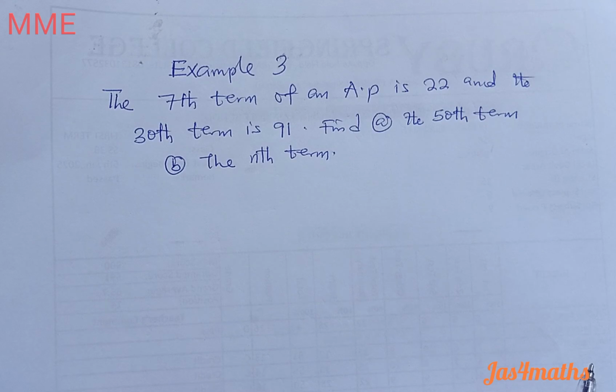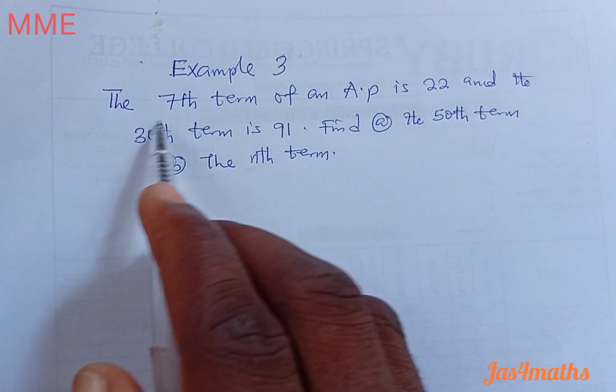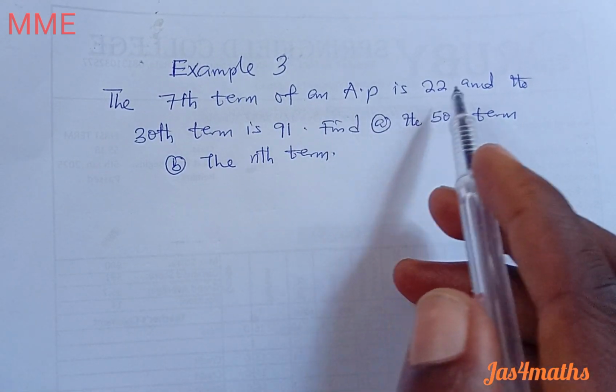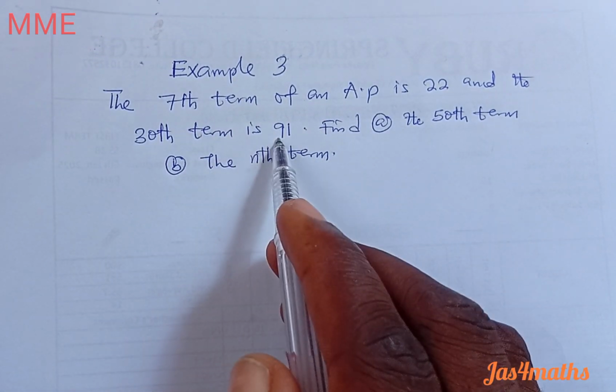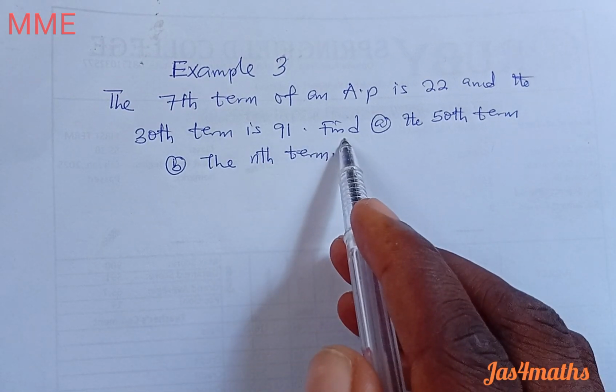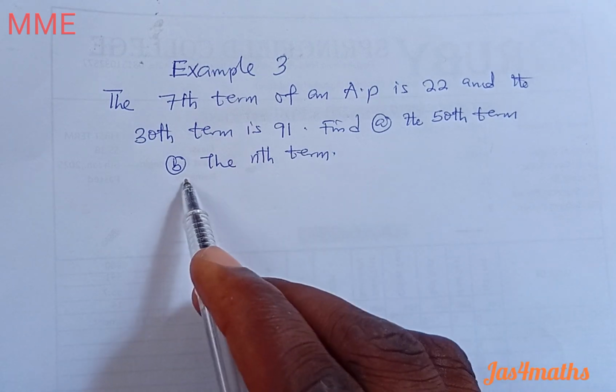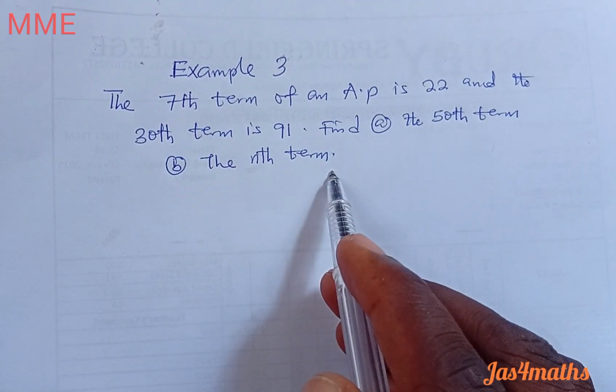Today I shall be solving example 3 under our topic, the sequence, and we have started explaining the nth term of a given sequence. So today we want to find: the 7th term of an AP is 22 and the 30th term is 91. Find the 50th term and also find the nth term.